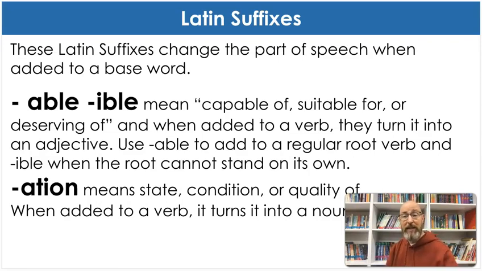Ation turns a verb into a noun. Able and ible turn a verb to an adjective. Ation turns a verb into a noun, and it means the state or condition of.